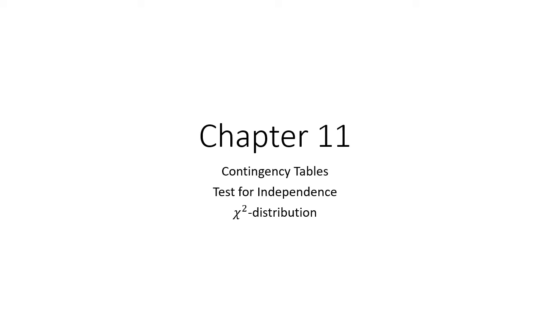Here in Chapter 11, we're going to focus on a couple of different topics, but we're only going to look at one particular section. And what we'll be doing in this section is looking at contingency tables and using the data that's compared in a contingency table to test for independence. And we'll be using the chi-squared distribution to perform the test.